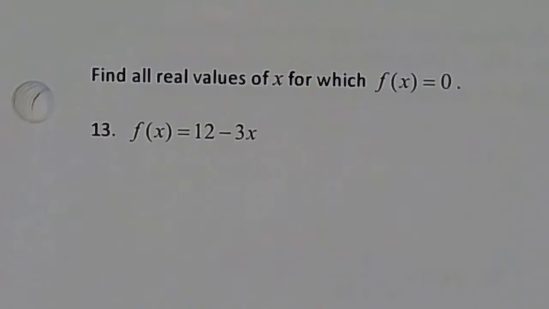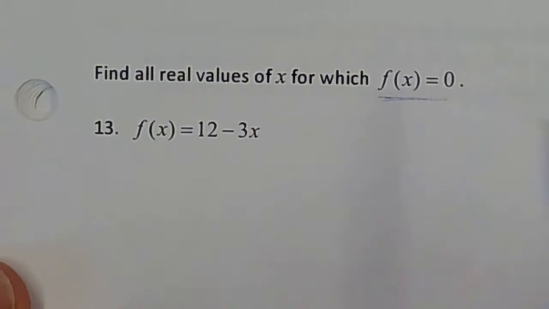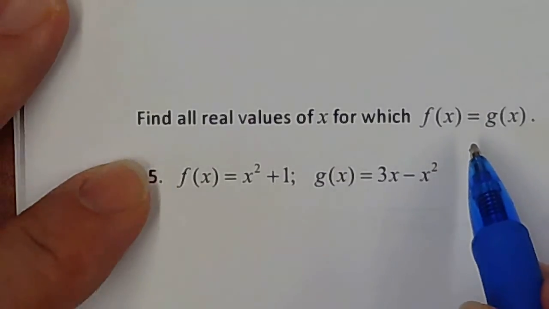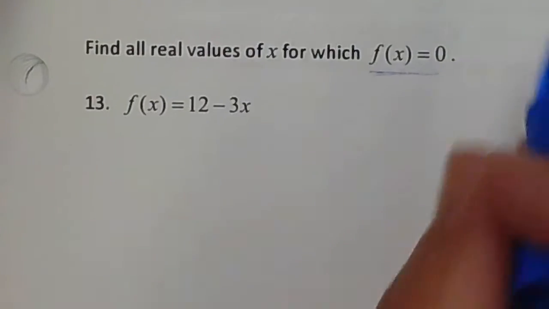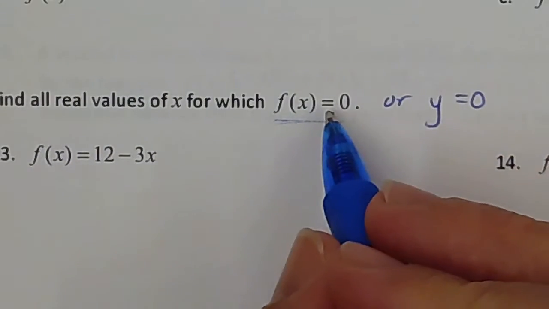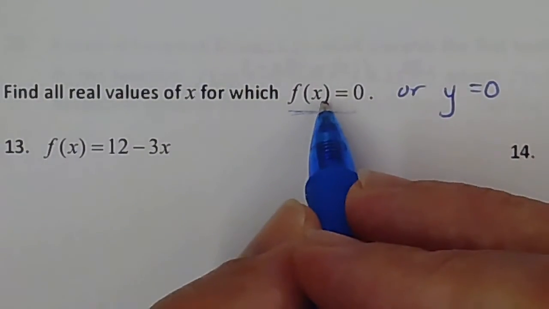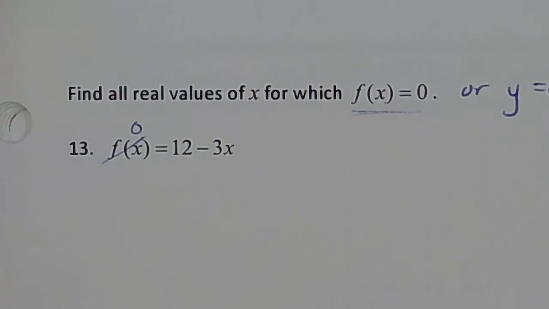Okay, next set of questions. Really just some function notation questions. We're evaluating functions when they give us these different scenarios. This one says when f of x equals 0, and then this one down here, they change it to f of x equals g of x. All right, so find all real values of x for which f of x or y equals 0. Remember, whenever they give you f of x, we can always replace it with y. Okay, so we just got to replace f of x with 0 here and solve it.